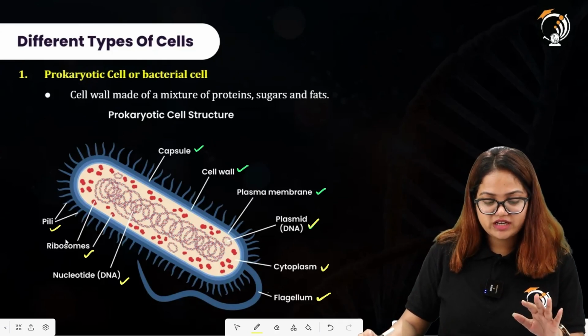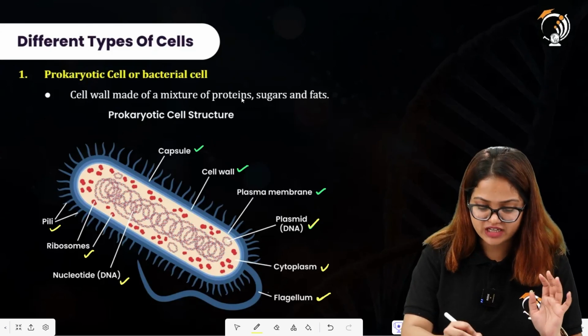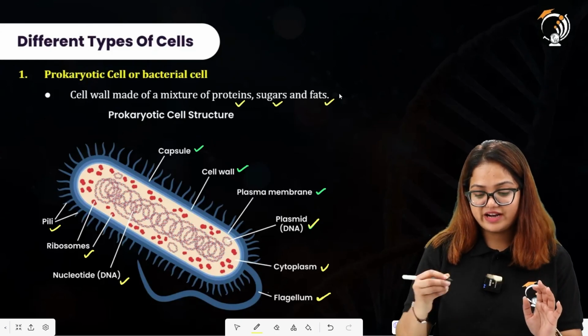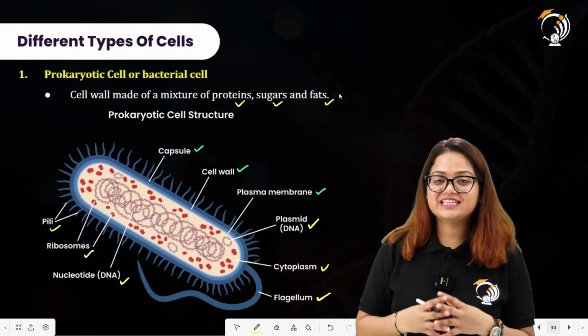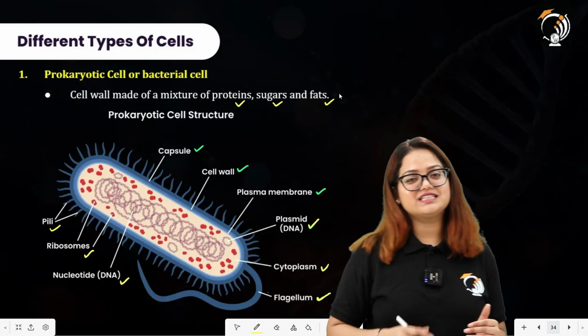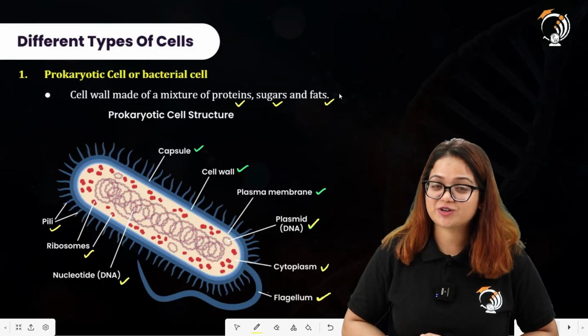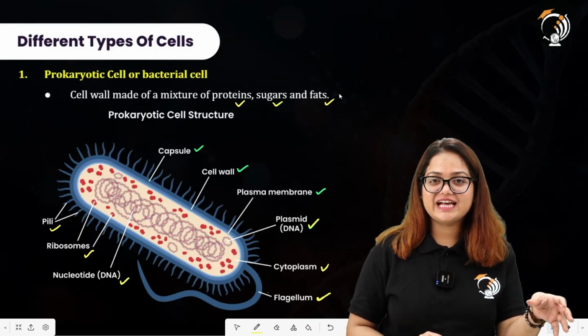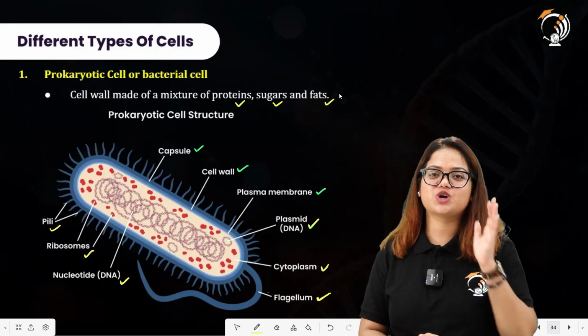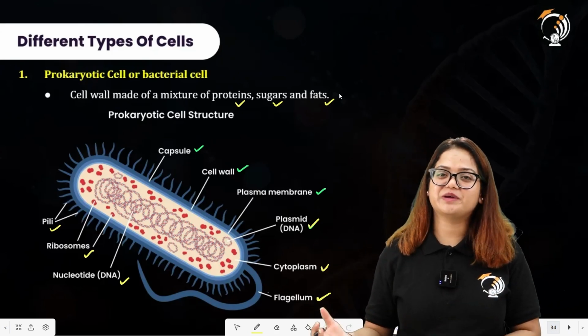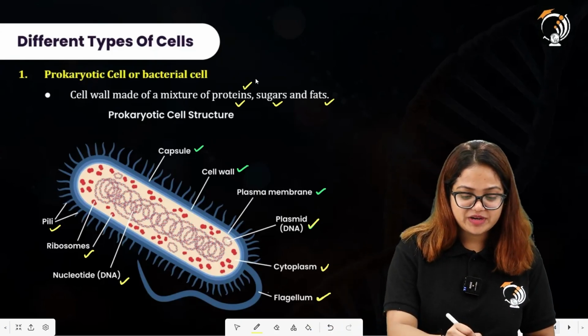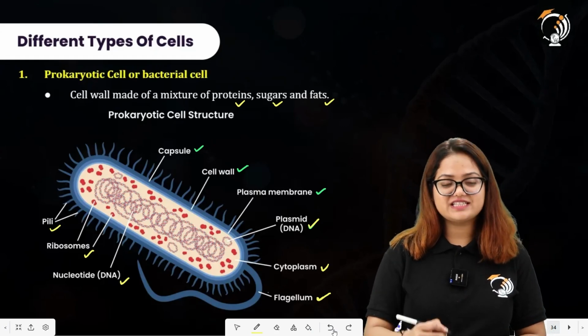The cell wall is made of a mixture of proteins, sugars and fats. We have already discussed that the cell wall is present in plant cells, fungal cells and bacterial cells, but the composition is different in all of these. Plant cells have a cell wall with cellulose as the component, whereas the bacterial cell has proteins, sugars and fats as the composition.